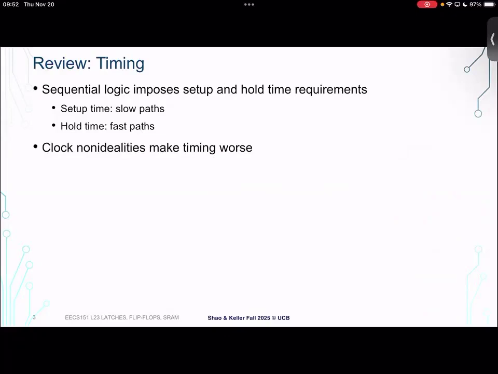Hold time violations result from paths that are too fast, and it is independent of frequency. And so if you have a hold time violation after you tape out, you're kind of in trouble. And then as we just saw, we talked about how clock non-idealities, while skew can be used intentionally and beneficially, in aggregate, they tend to make timing worse, and we have to analyze them carefully.